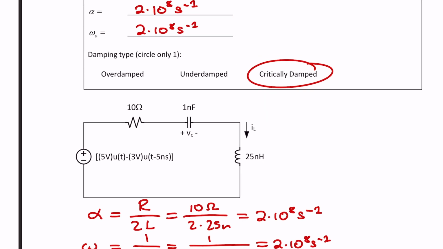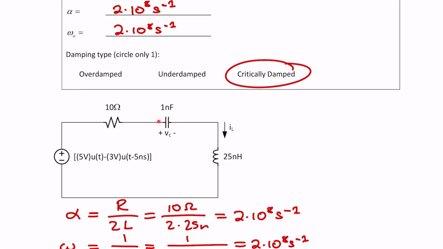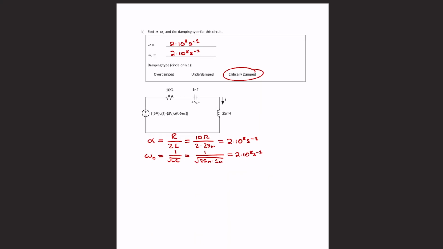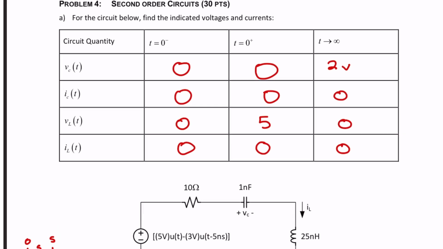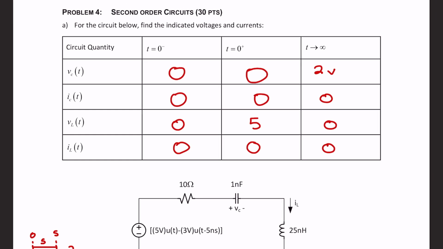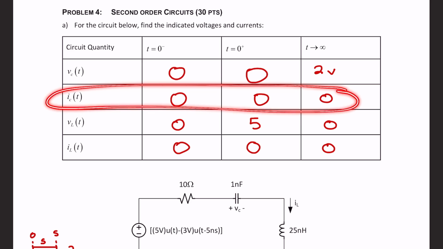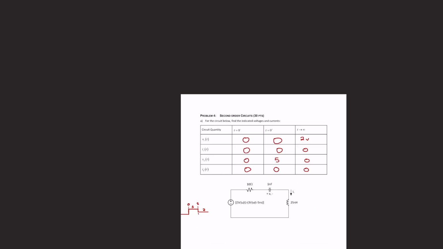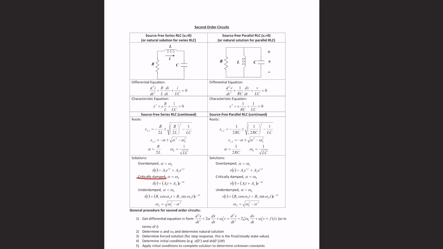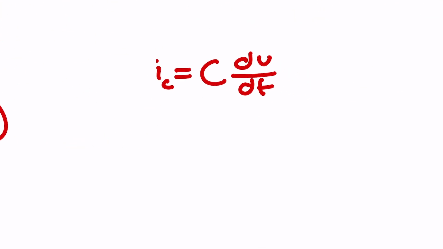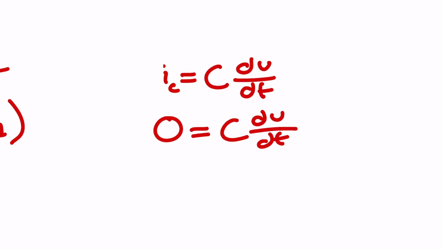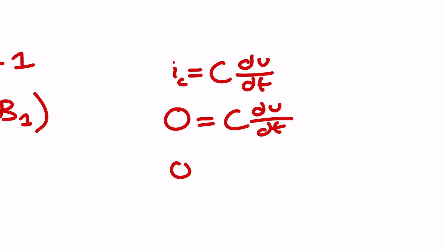At time equals 0, this is going to be an open circuit, right? Which means this current is going to be 0. Again, if you want to look back to our table from before, you can even see it right here. Our current is always going to be 0, from the beginning to infinity. So one thing we know right away is that this current is going to be 0, right? So we just plug in C dV/dt, divide both sides by C.